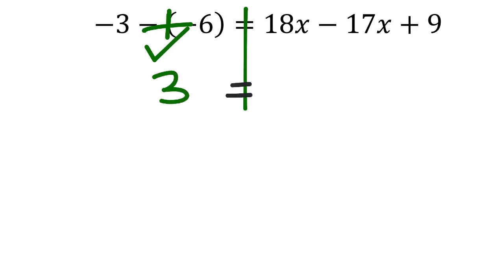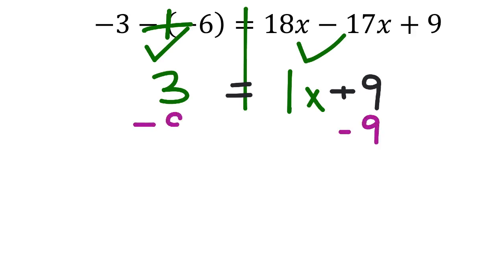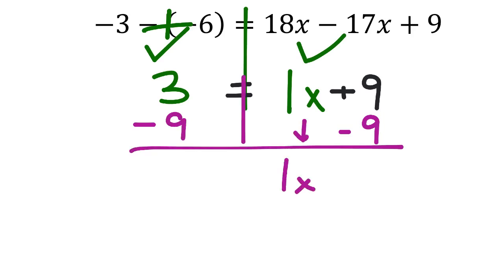And then this should equal the other side, which has a set of like terms as well, 18x and negative 17x. So for x's, 18 minus 17 would be 1x. And then we still got that plus 9. So really, this is a one-step equation from here, because I'm going to zero out that plus 9, right? We'll make that minus 9 on both sides. So I'll drop the 1x. 9 minus 9 is 0, and 3 minus 9 is negative 6.